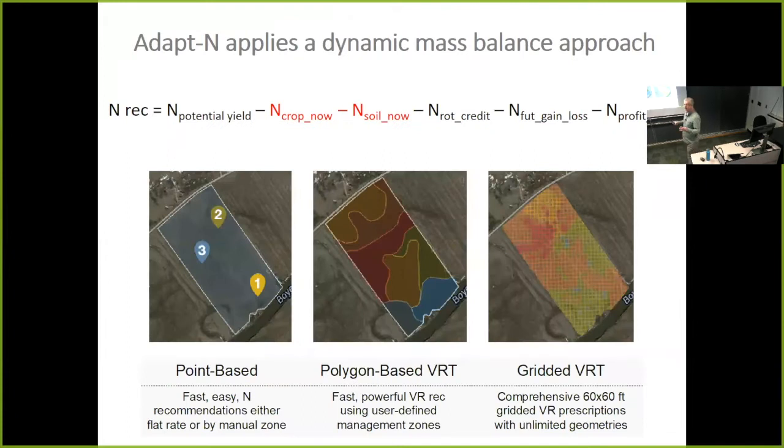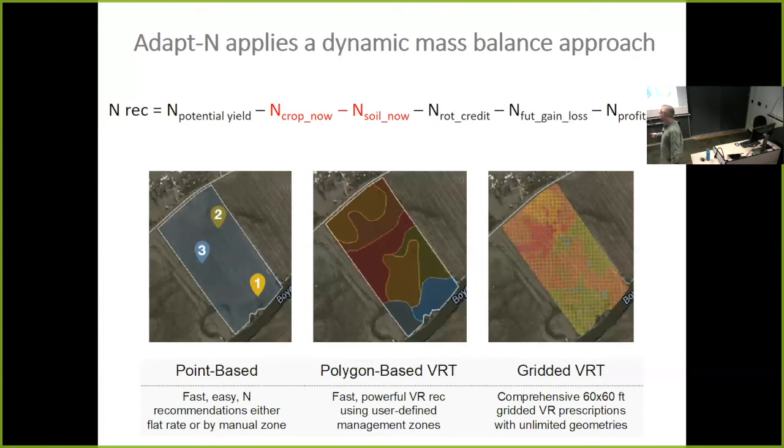So how does AdaptN recommend N rates, or what's the AdaptN approach? It's a dynamic mass balance approach. It means that the nitrogen recommendation is dependent on the expected yield. The grower needs to supply what is a reasonable yield for that location. And then the model accounts for how much is already in the crop and how much is already in the soil, and these two components are simulated by the PNM model.